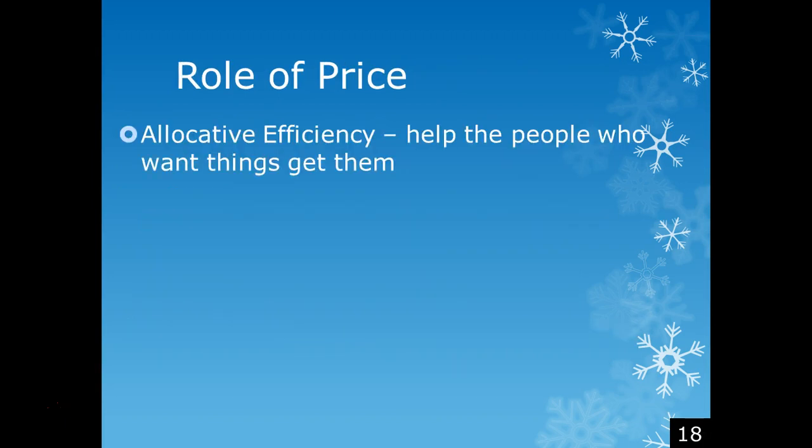The role of price in the economy. There are 4 things you can think that price does in the economy. Allocative efficiency. It helps the people who want things get them. If everything was free, then people would just take stuff without even really caring about it. But because there are prices, people have to give up something in order to get something. And so they're more careful about what they spend their money on. So people who really like something will give up a lot for it, and they'll get that thing. But people who don't really care about it won't be willing to give something up, so they won't take it.